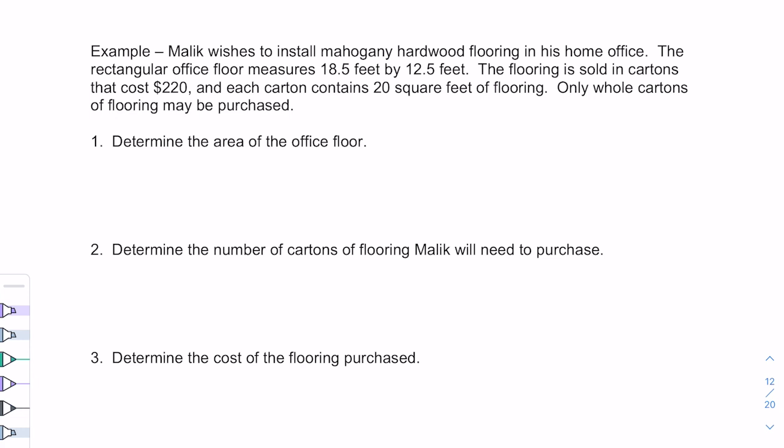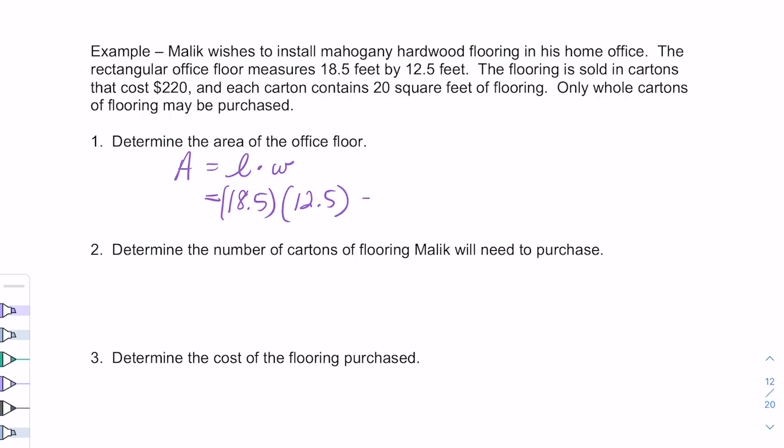First question says, determine the area of the office floor. So I need to know what shape the office is, and it's a rectangle. To find the area of a rectangle, we're just going to multiply the length times the width. In this case, it tells us it's 18.5 feet by 12.5 feet. So all we're going to do is simply multiply 18.5 times 12.5. It doesn't matter which of those dimensions is the length and which one is the width.